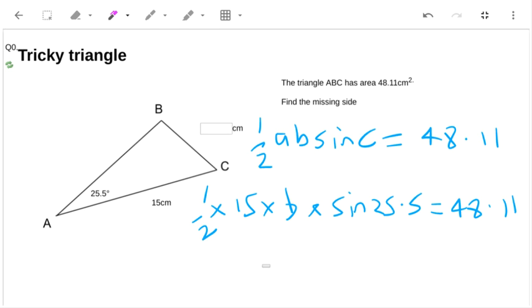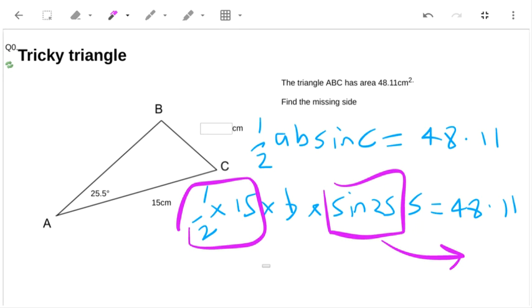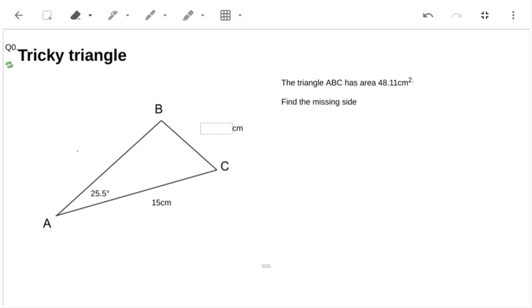So what I'm going to do is move all of this stuff onto the bottom of the other side there, and I'm just going to shove it straight into my calculator. So I'm going to do 48.11 divided by a half, divided by 15, divided by sine of 25.5, and then that tells me that B is 14.9. So I'm just going to take that number and add it to my diagram and clear the page. So I've got 14.9 here now.